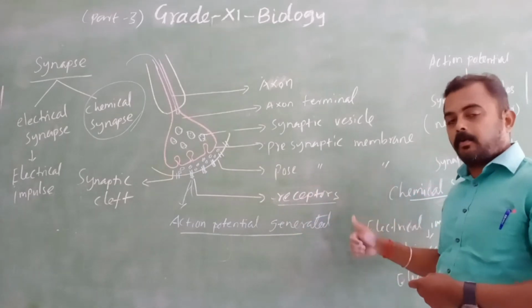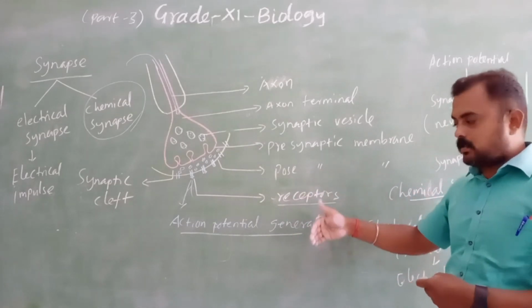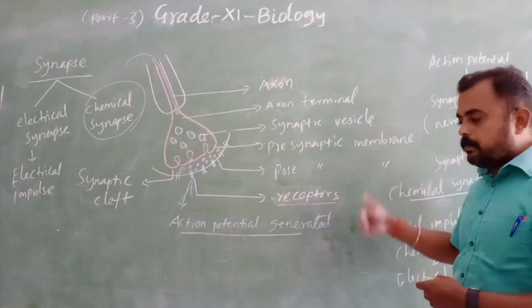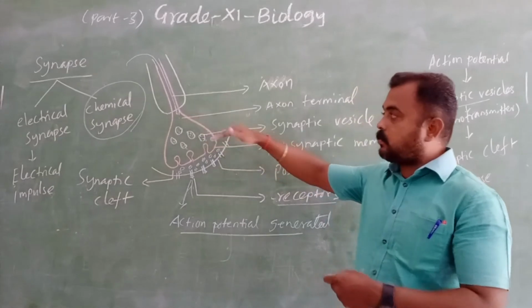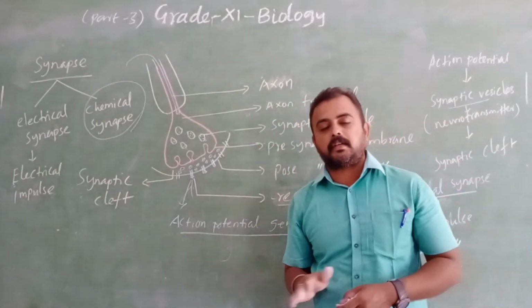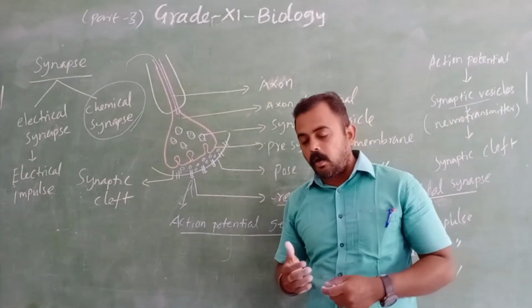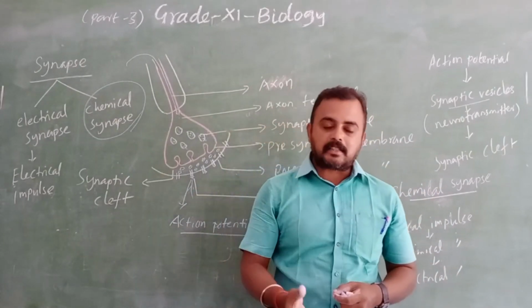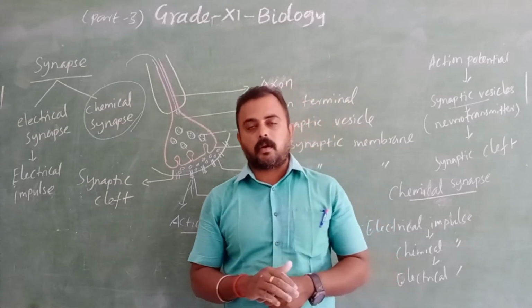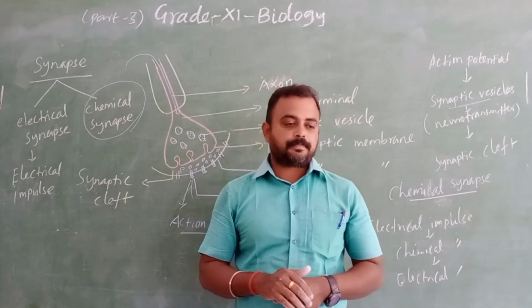Then the process happens: polarization, depolarization, then repolarization, then region A to B, B to C. Then again it reaches the axon terminal. So like that it keeps moving continuously. Okay, I hope you all understood how the action potential is generated and transferred from one neuron to another neuron.